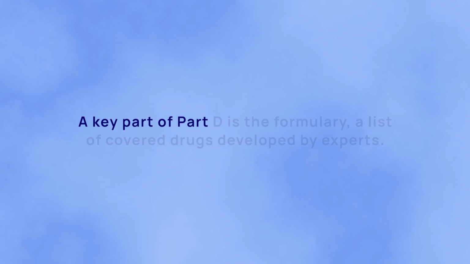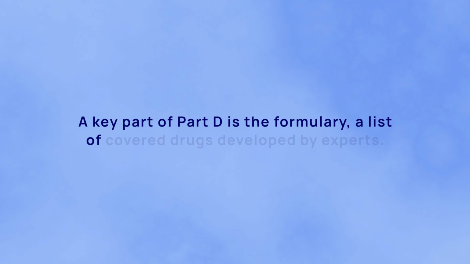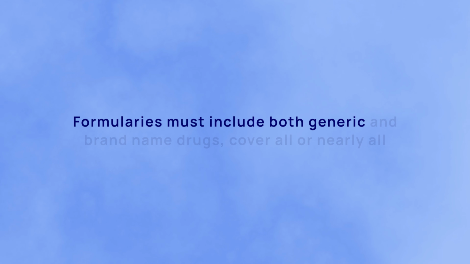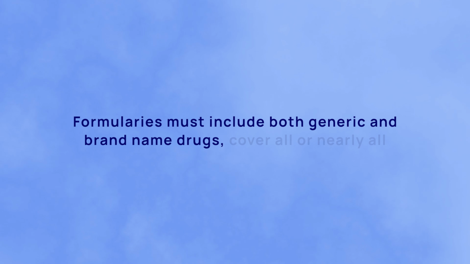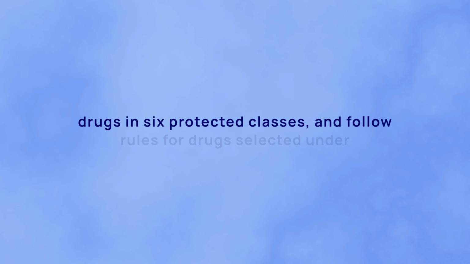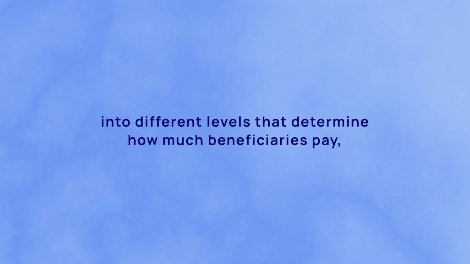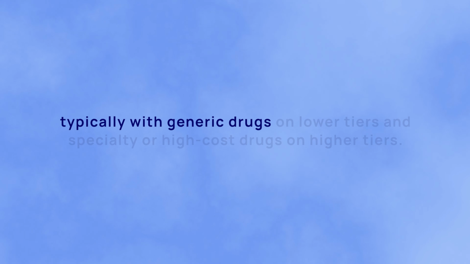A key part of Part D is the formulary, a list of covered drugs developed by experts. Formularies must include both generic and brand-name drugs, cover all or nearly all drugs in 6 protected classes, and follow rules for drugs selected under Medicare price negotiations. Formularies also use tiered cost sharing, which groups drugs into different levels that determine how much beneficiaries pay, typically with generic drugs on lower tiers and specialty or high-cost drugs on higher tiers.